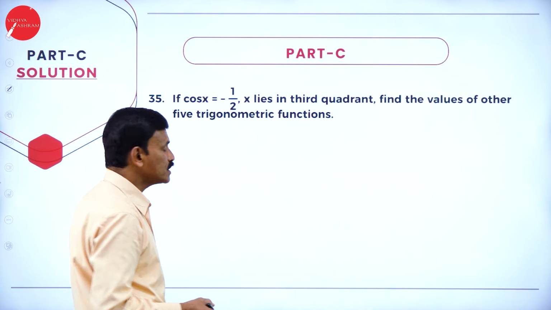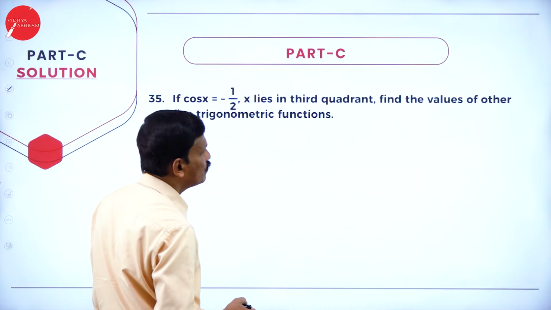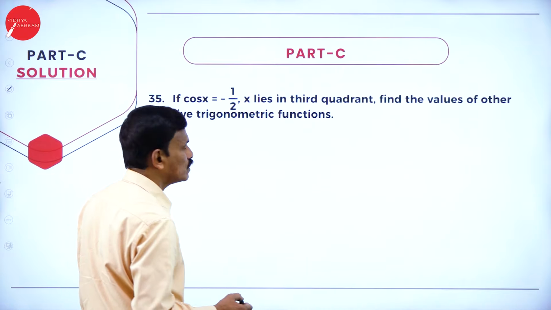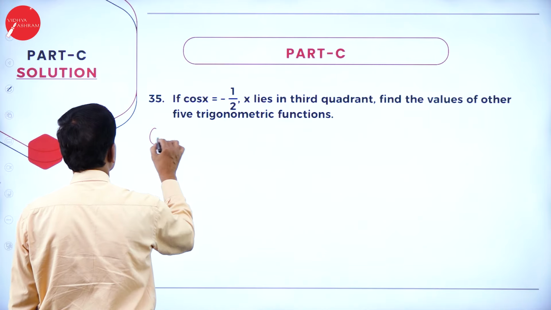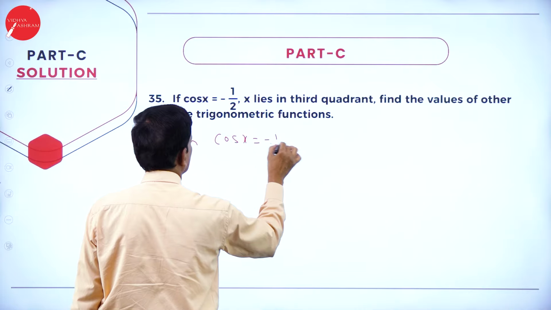This is also, again, from trigonometry. If cos x is equal to minus 1 by 2, and x lies in the third quadrant, find the values of the 5 trigonometrical functions. Now, what is given here? Given that cos x is equal to minus 1 by 2.